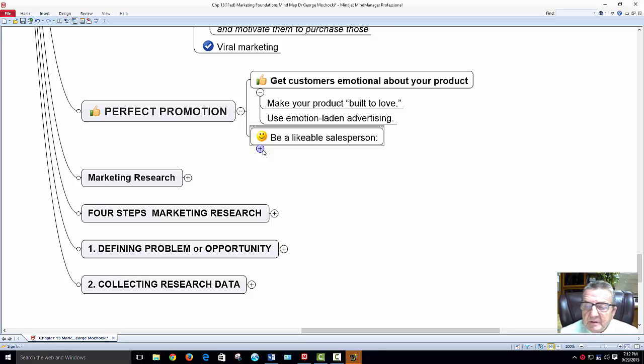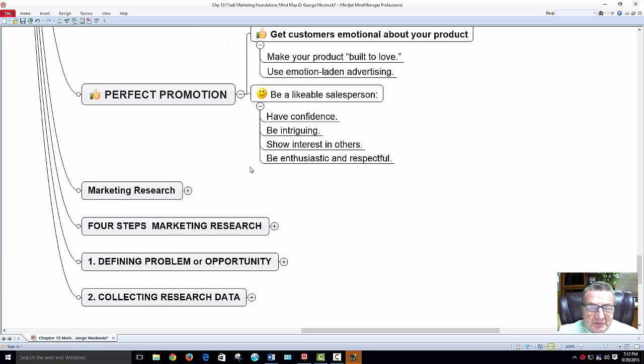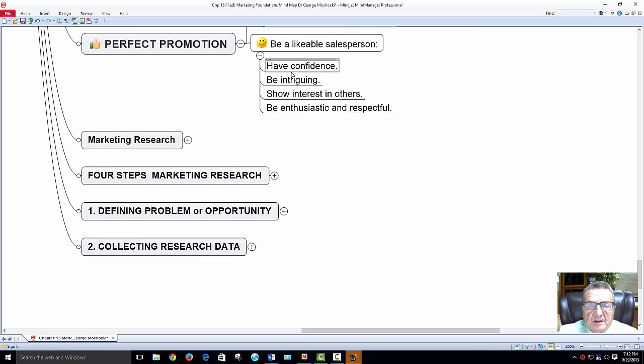But the picture may be there, the dire need, but you have to look at the administrative costs. And those had me before in ethics, because if the administrative cost is 90% and only 5% goes to the company in dire need, that's a problem. You need to have about 10 or 15% administrative costs and 85% to 80% going to help the cause. Be a likable person. I'm trying to do that. Most of us are in retail. Having confidence, being intriguing without being overpowering, show interest in others, be enthusiastic and respectful.